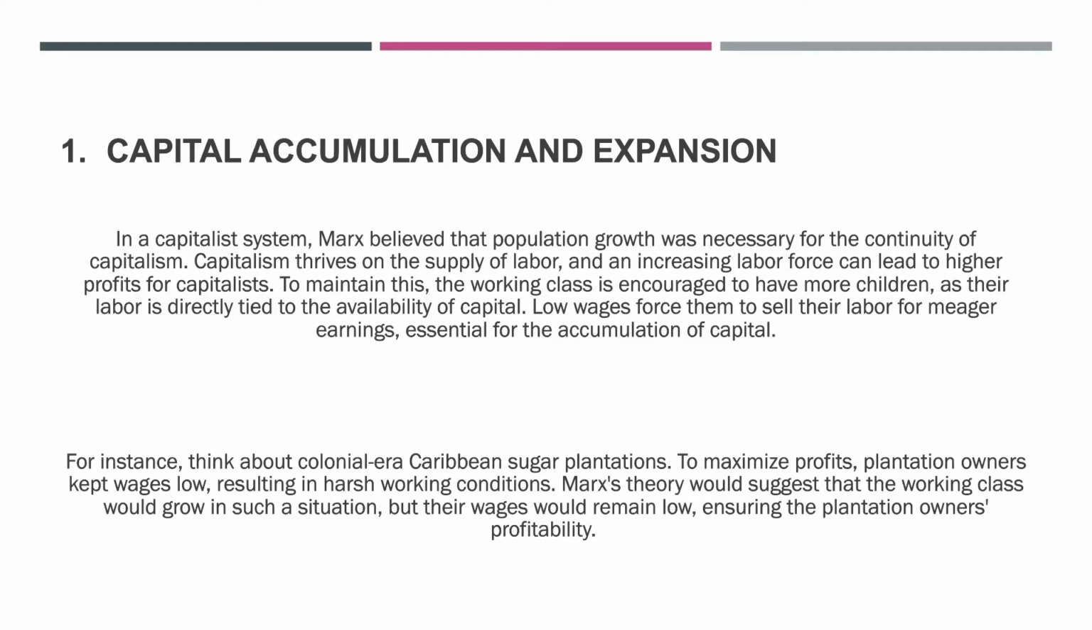Marx's theory would suggest the working class would grow in such a situation, but their wages would remain low, ensuring the plantation owners' profitability. And they're able to get away with this because you're poor, you have to eat, you need money. So even when you know that the wage is lower and you're getting paid below what you're supposed to, you just have to do it. Because if you don't do it, they'll find someone else who will be willing. So what it does is that it forces people to work, right?